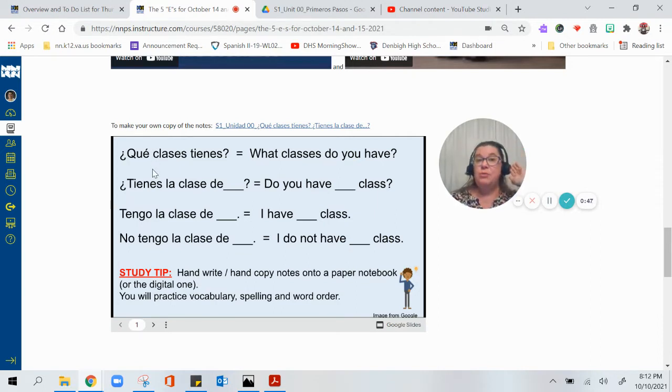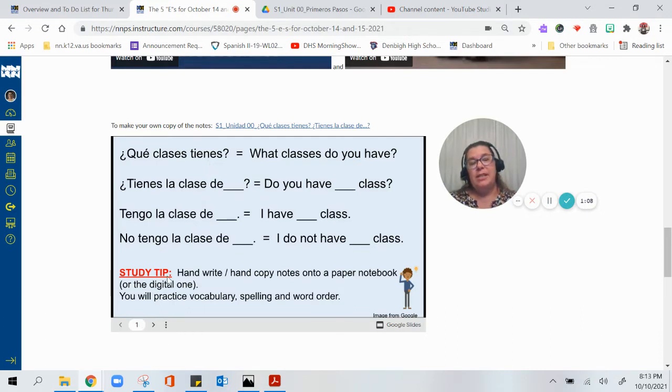Mira, escucha, repite por favor. ¿Qué clases tienes? ¿Tienes la clase de? Tengo la clase de. No tengo la clase de.